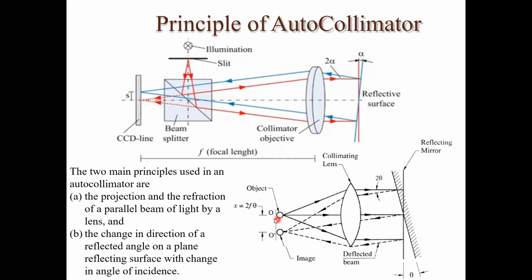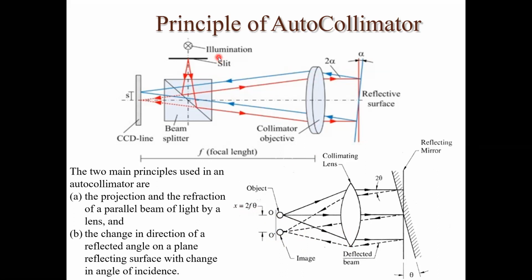You can find the x value by taking a right angle triangle. That is given by 2f theta. By knowing the x value, and the focal length is already given, the focal length is known from here to here. That is the focal length. F is known and x is known. If x is known, you can find the theta angle difference. Theta can be determined.